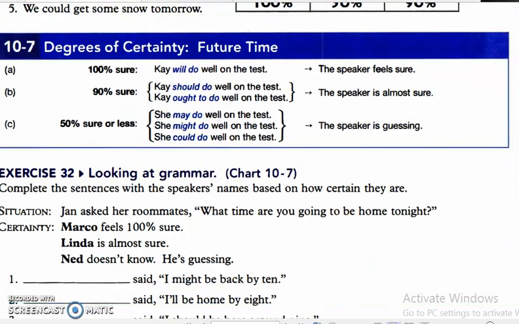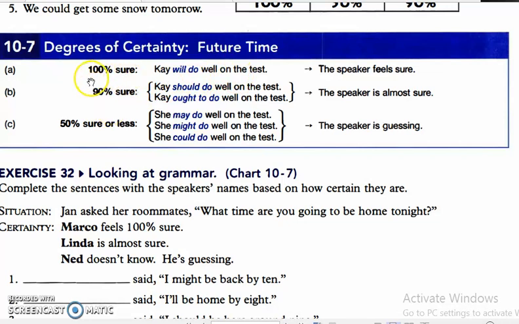Now, what about in future time? Well, in future time or future tense, you use will if you are 100% sure. You don't use to be, is, am, are, was, were. Just use modal verb will for the future tense. So if you are 100% sure, for example here, Kay will do well on the test. It means you are 100% sure, very optimistic. Believe that Kay will do her best or very well on the test.